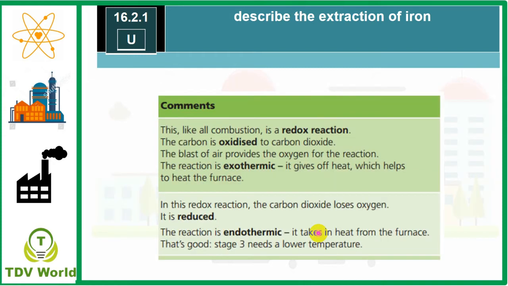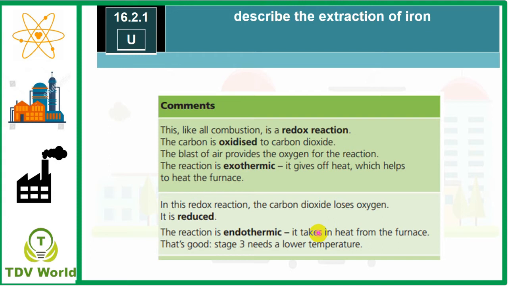So the comments are like the first stage, in which carbon dioxide is formed. First, coke and oxygen reacted. As a result, carbon dioxide is formed. I will mention the comments of the first stage. What was the first stage? That was the formation of carbon dioxide, and it was just the reaction of coke and oxygen. So this, like all combustion, is a redox reaction. The first stage was a combustion, and combustion is a redox reaction.